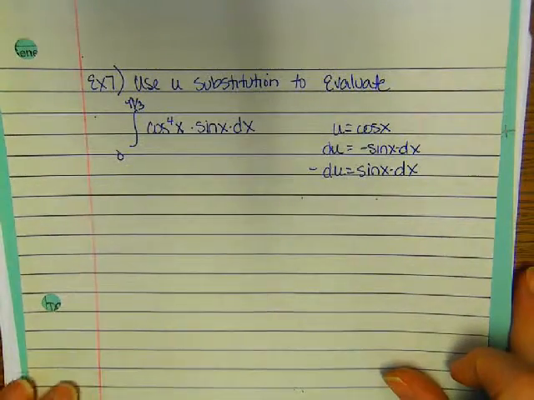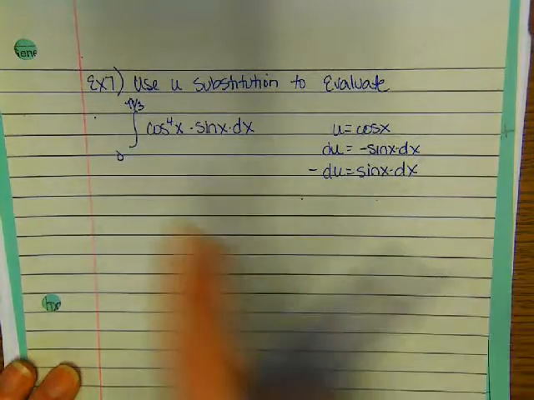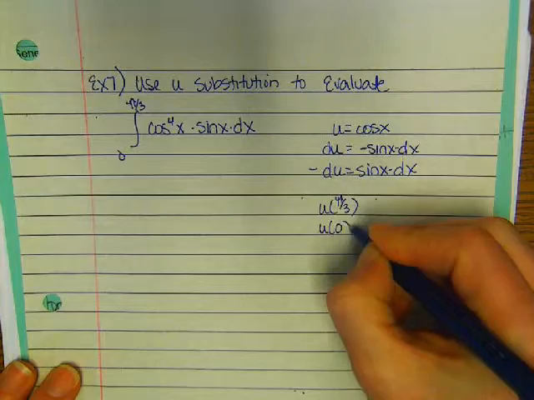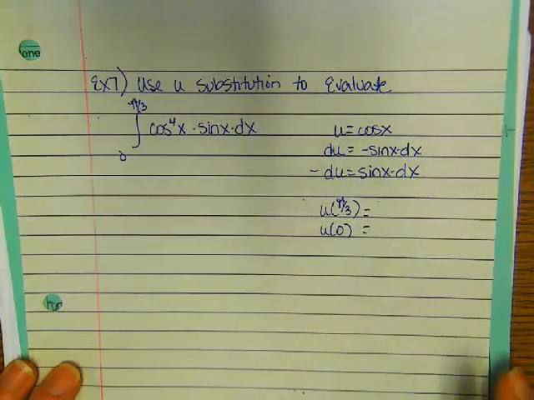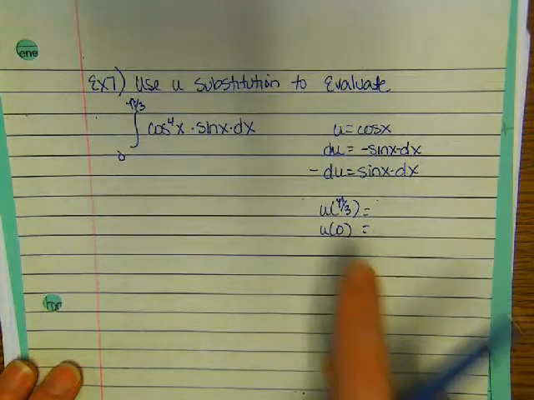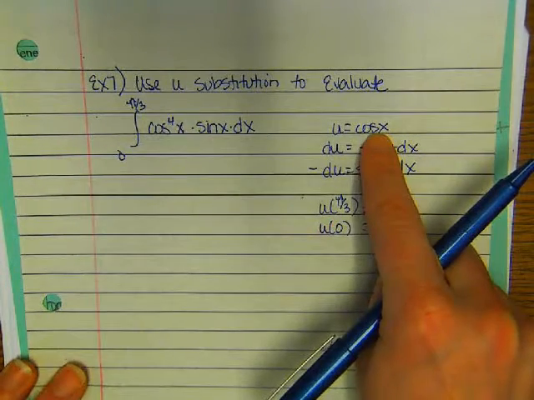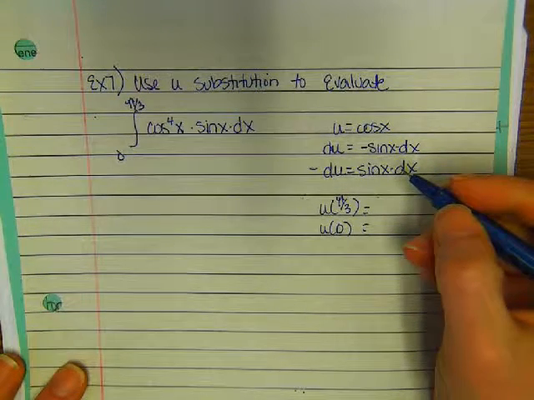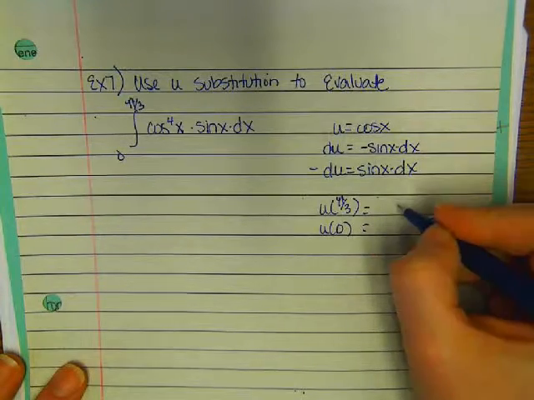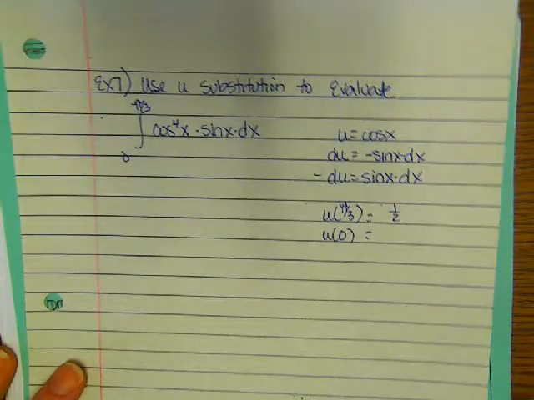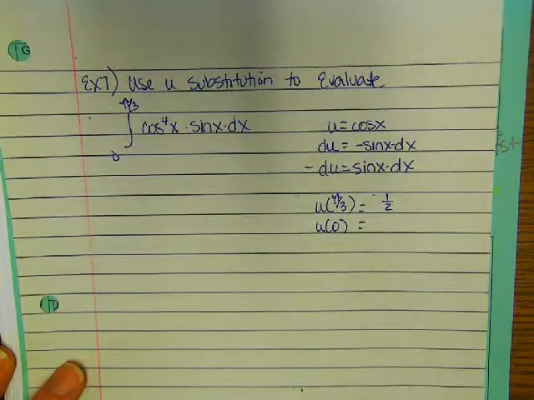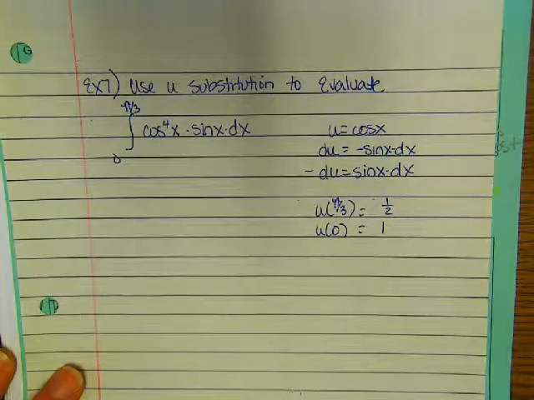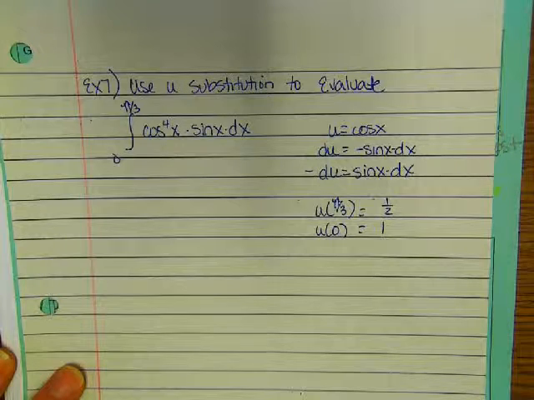Okay? All right, so now, when I rewrite this, I am going to also want to figure out what u of pi thirds is and u of 0 is, because that's going to become my new endpoint. So that's the only new thing with definite integrals. What's u of pi thirds? That means what's the cosine of pi thirds? What's u of 0? Guys, unit circle.